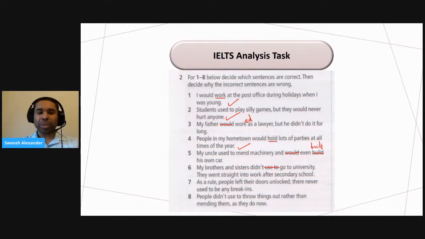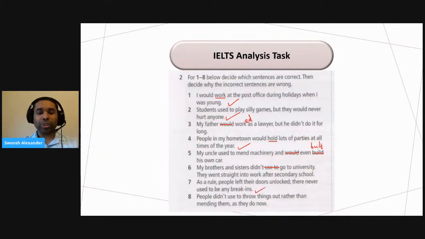Number 7, as a rule, people left their doors unlocked. There never used to be any break-ins. What do we think to this? Is this a good use of used to? Are we referring to habits in the past here? Yes, we are. We are referring to habits.